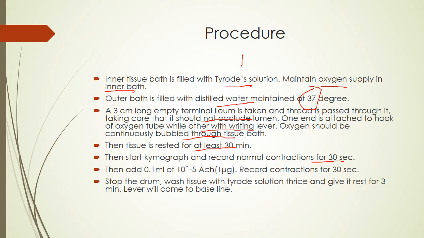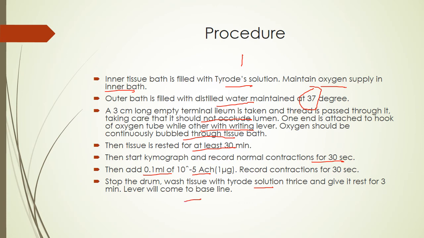Then we add 0.1 ml, that is the least concentration of acetylcholine, and record the contraction for 30 seconds. Then we have to stop that drum. Then we have to thrice wash the tyrode solution from the inner chamber, and then we again give the reading for 30 minutes so that we can have the normal reading.